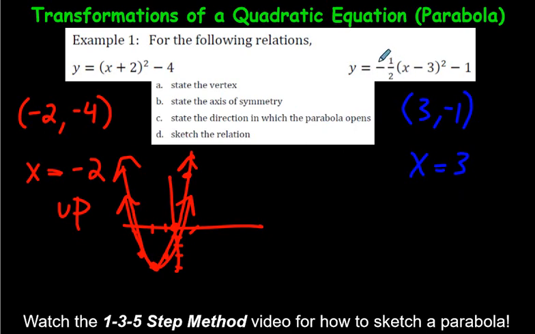State the direction in which this parabola opens. It is negative here. Look at this negative in the very front. Do not look at this one here or this one. Look in the very front. It's opening down.